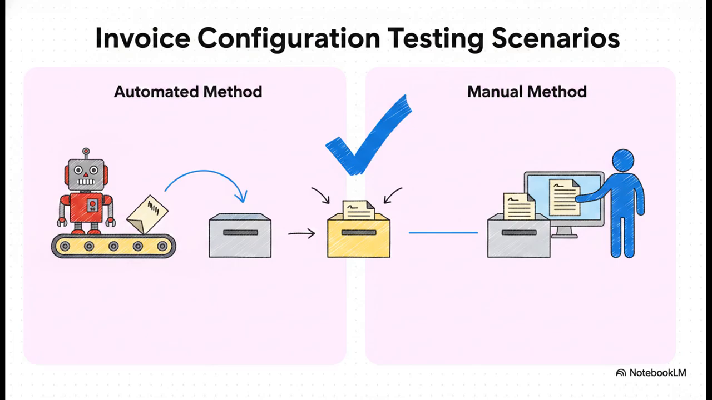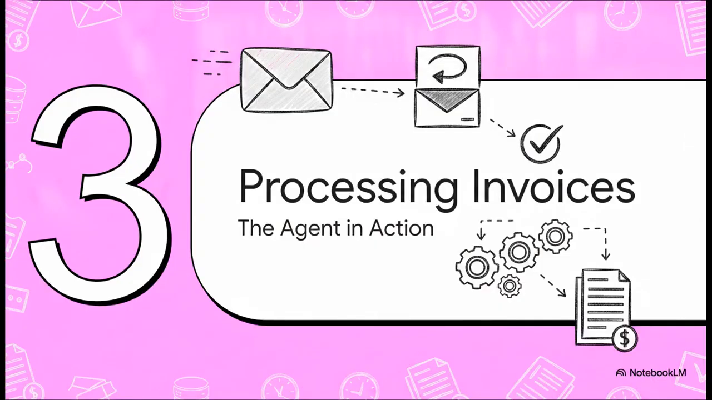Or, if you want to test the entire pipeline yourself, you can use the manually sent method. With this one, you just download a sample invoice to your computer and email it to the shared inbox from your own account. Both of these methods just make absolutely sure your routing, document attachment processing, and agent triggers are flawless before production deployment. All right, Section 3, processing vendor invoices, the agent in action.